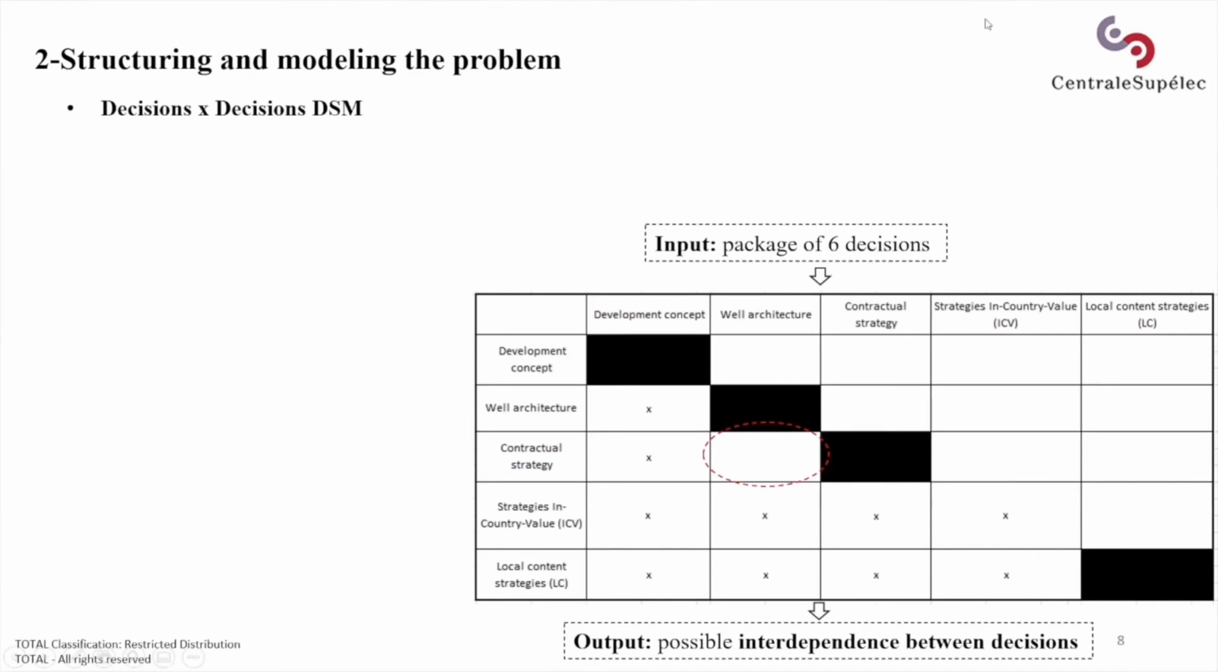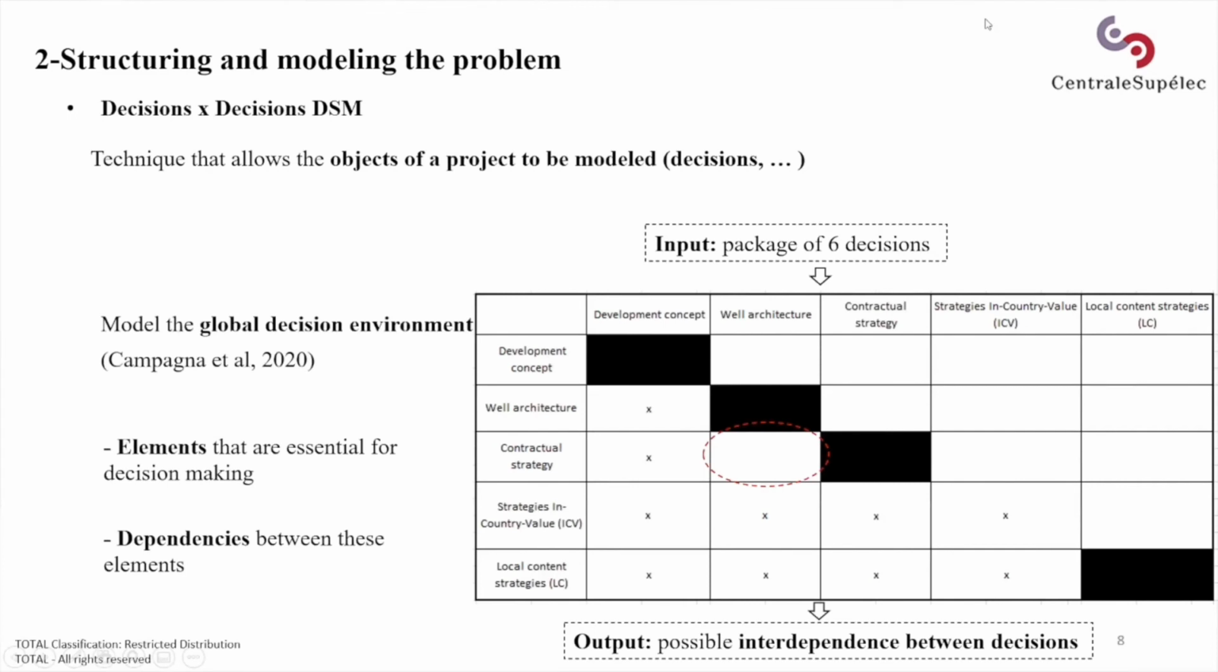The first matrix to be constructed is the decision cross-decision matrix. This matrix is important, since to successfully manage decisions in a complex project, their interdependence needs to be analyzed and integrated into the decision-making process. In fact, the Design Structure Matrix, DSM, has proven to be a useful tool for modeling complex projects and their objects. And among these objects, we find decisions. We can refer here, for example, to Compania, who proposed to model the global decision environment and not only the decisions themselves using DSM.